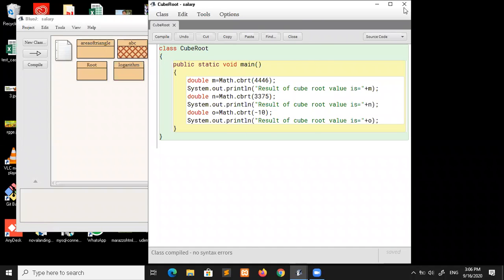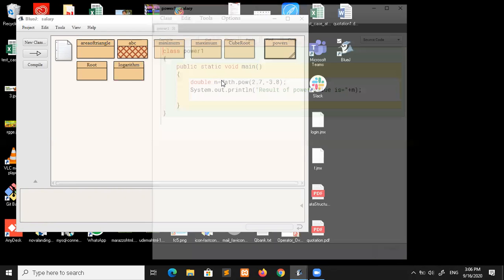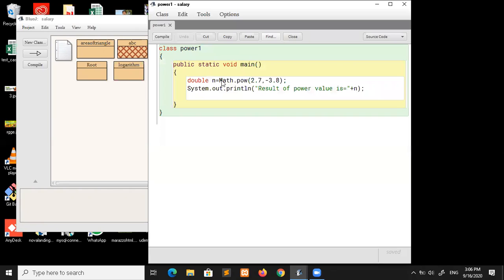Okay, so now I'll show another one, which will be the next function, which is the power one. Power is the name of the inbuilt function. So for power, we have to use the keyword pow. Okay, so that is POW. Over here I have simply specified the essential syntax, like double n is the data type and Math.pow. So in Math, the keyword pow is used for power.